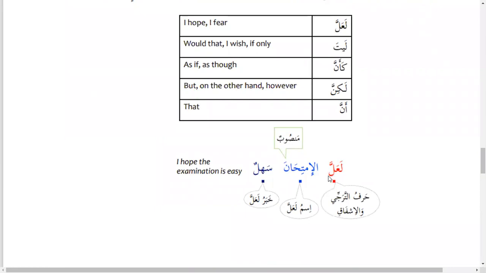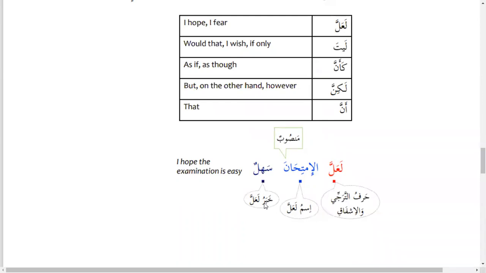And now why do we call it the sister of inna? Because it has the same function as inna. So la'alla al-imtihana sahlun. And la'alla is called harf al-taraji wal-ishfaq, meaning hope and fear. So it's called the word of hope and fear. And al-imtihana will be ismu la'alla, and sahlun will be khabaru la'alla.